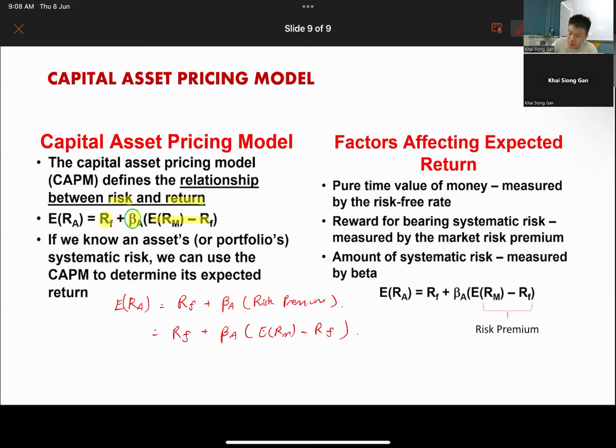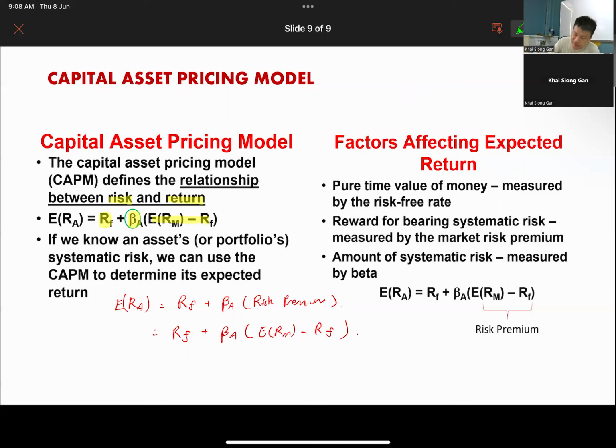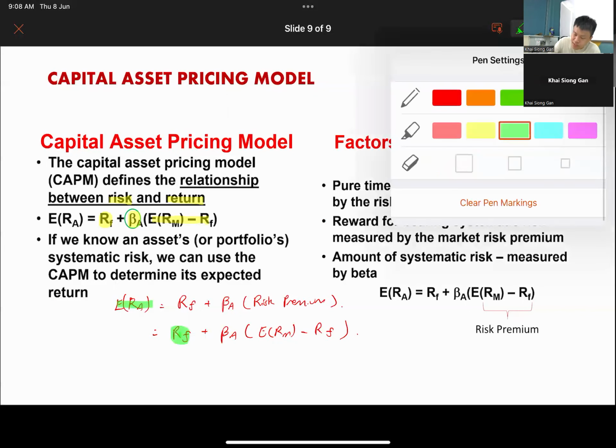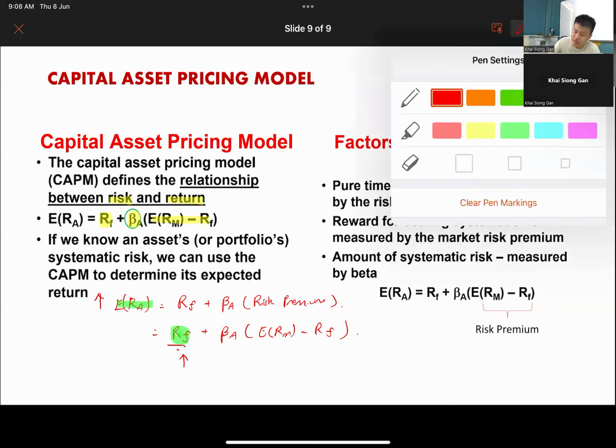From this formula itself, we learn one thing. There are three things that can affect the expected returns of an asset. The first one is the risk-free rate. The risk-free rate will affect the expected returns, because when the risk-free rate is increasing, you will expect a higher expected return of your asset as well. It is a positive relationship.